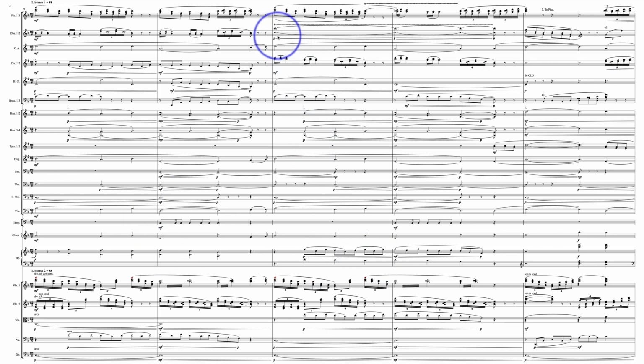So nice, and I love the trills in these oboes, and then just the way the music builds. It's just so cool. There are just so many layers to this. It's just so wonderful.